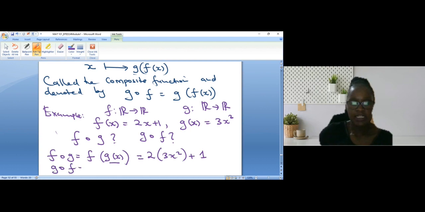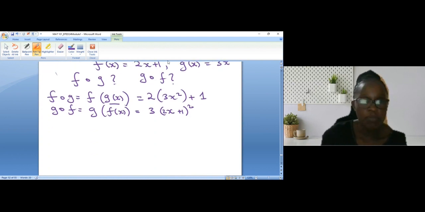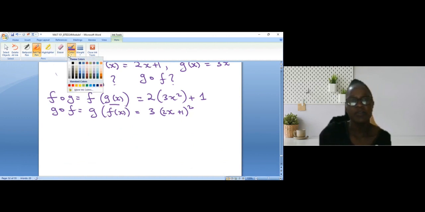How about g composite f? By definition, this is g f of x. And so where there is an x in g, you put in f of x. So this would be 3 times 2x plus 1, squared. So we can find composite functions, or it's possible for us to combine two functions.